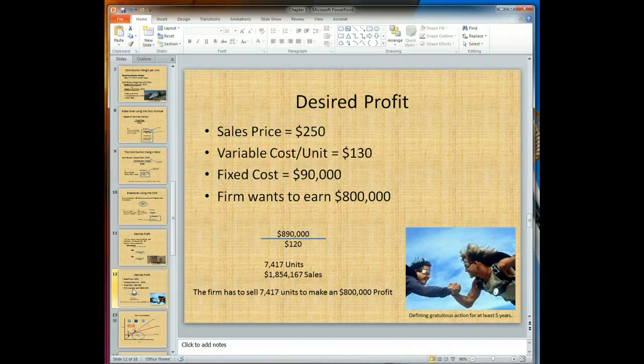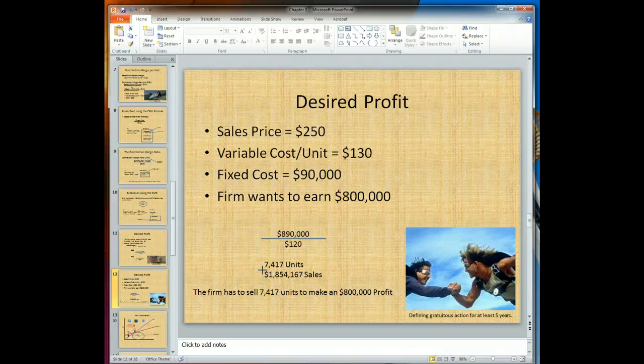And so here's an example. You have a sales price of $250, variable cost of $130, fixed cost of $90,000. The firm wants to earn $800,000. So what you do is you take your $800,000, you add the 90. That should get you $890,000. You divide it by the contribution margin per unit, which to me is the easiest one to do. 250 minus 130. Yesterday that was 120. Hopefully it still is. Gets you 7,417 units.